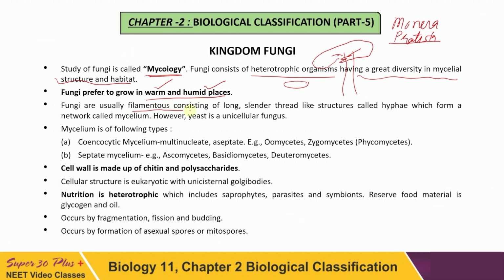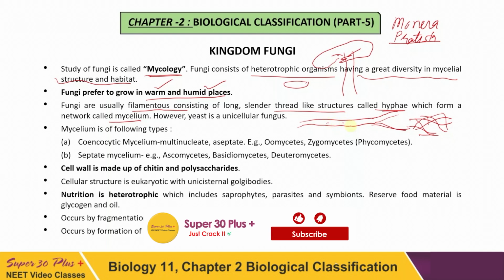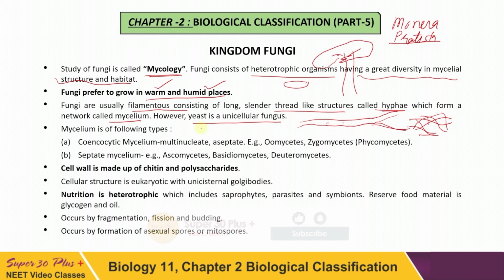Fungi are usually filamentous. They consist of long cylindrical structures that may be branched. These are thread-like and known as hyphae, and many hyphae put together form a network, and this net of hyphae is known as mycelium. Most fungi are multicellular, but yeast is a unicellular fungus. You have to remember that yeast is now classified in kingdom Protista in the 5 kingdom classification, but even then most characters of yeast are similar to fungi. Therefore we study yeast even now along with other fungi.